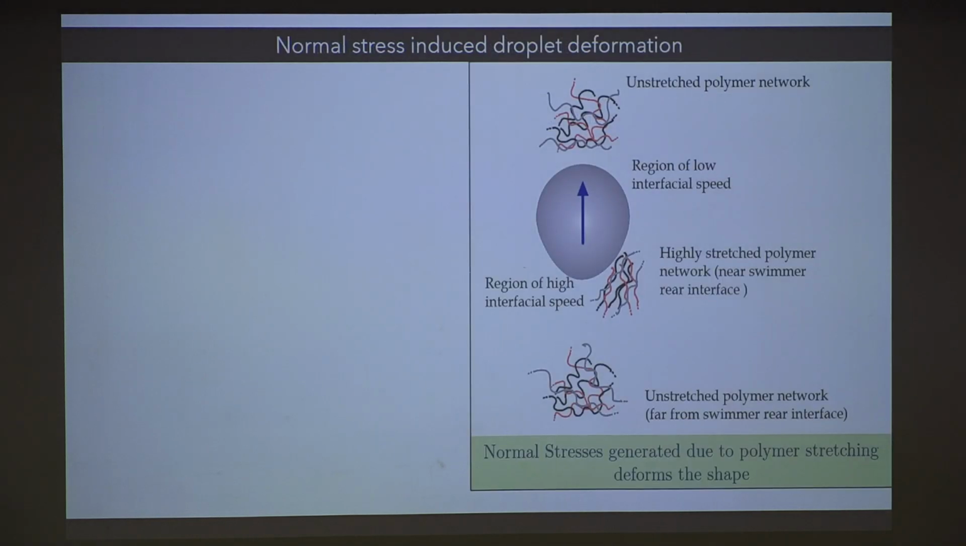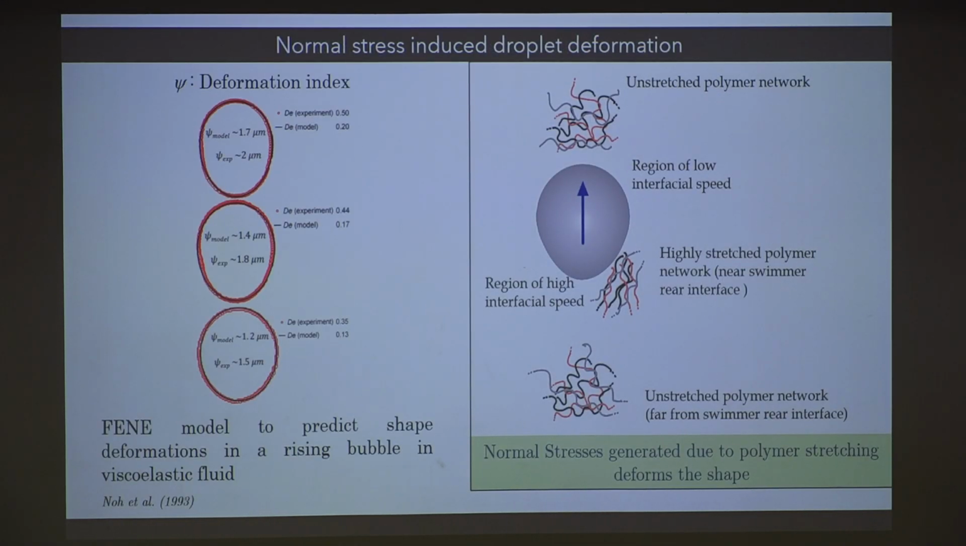Then we found this very beautiful work by Leal and co-workers in 1993, where they observed the deformation in a rising bubble in a polymeric environment. And they explained that that is because of the normal stresses which these stretched polymers are able to generate at the interface of the bubble, which can lead to the deformation.